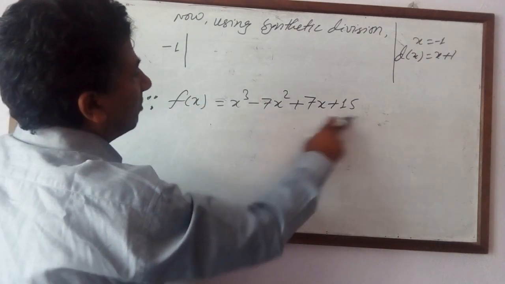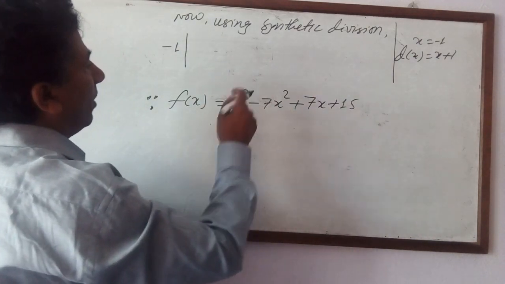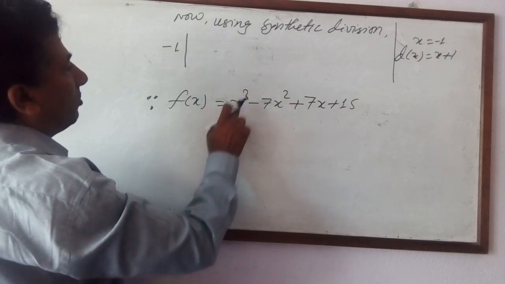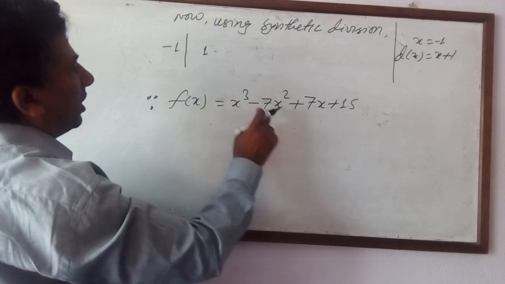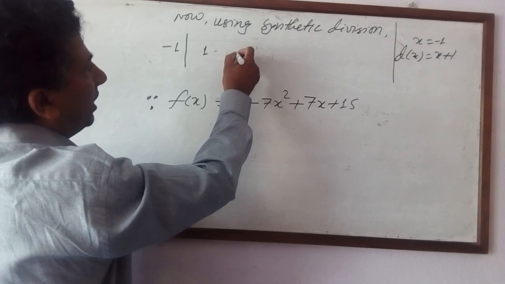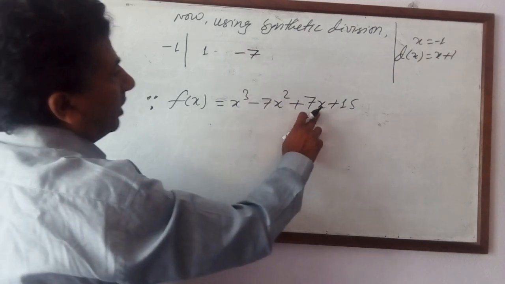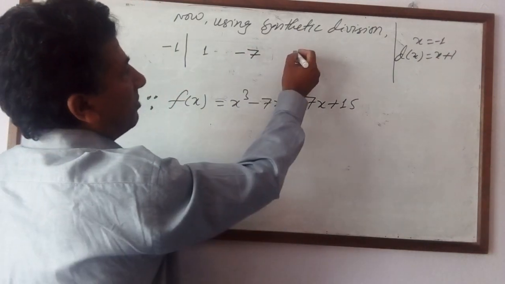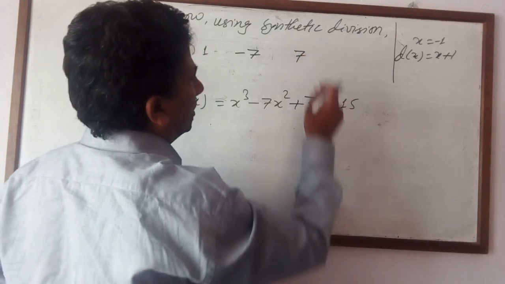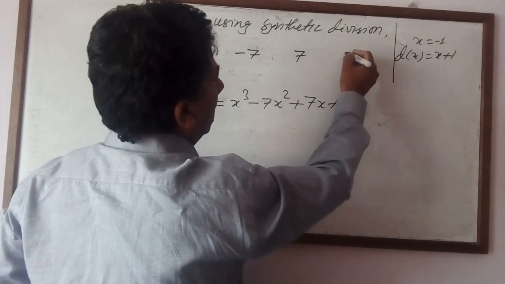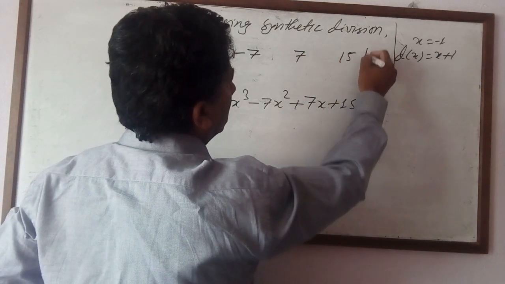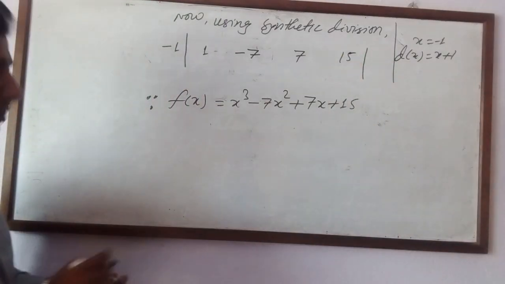Now, write the coefficients of these terms. x cube: what is the coefficient of x cube? 1. What is the coefficient of x square? Minus 7. Give space and write. What is the coefficient of x? 7. That plus sign we do not write. You have to understand. This is 15, the coefficient of x power 0.